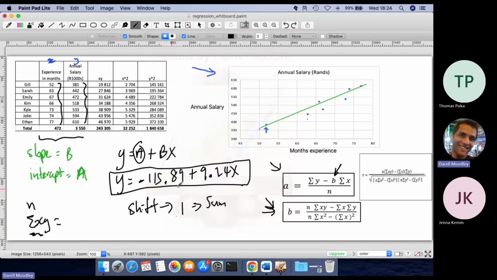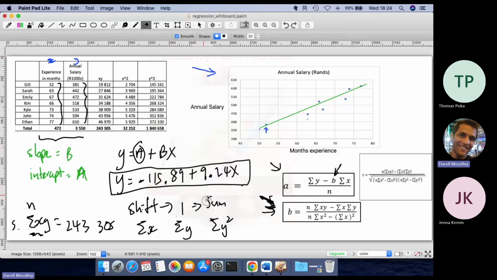All right, and whatever number that is in my calculator, it's option 5. So you just select that. It equals, and you'll get a value of 243,305. You can do the same thing to get sum X, sum Y, and sum Y squared as well, sum X squared. You need all of these sums to input into this formula.